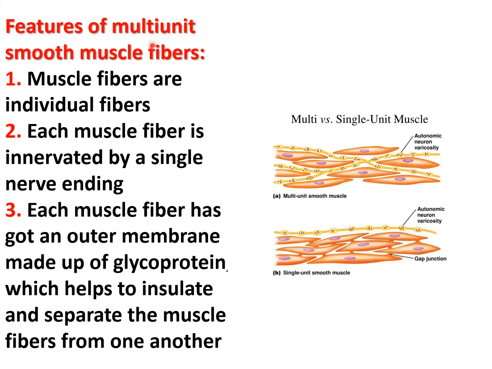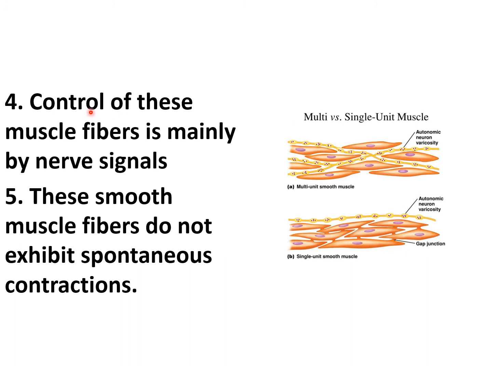Features of the multi-unit smooth muscle fibers: muscle fibers are individual fibers. Each muscle fiber is innervated by a single nerve ending. Each muscle fiber has an outer membrane made up of glycoprotein, which helps to insulate and separate the muscle fibers from one another. Control of this muscle fiber is mainly by nerve signals, and these smooth muscle fibers do not exhibit spontaneous contraction.